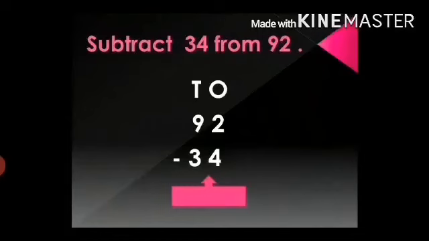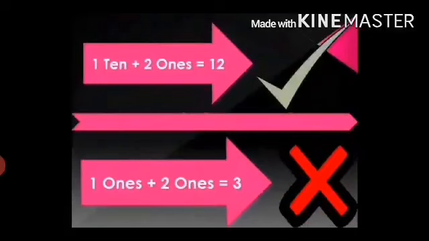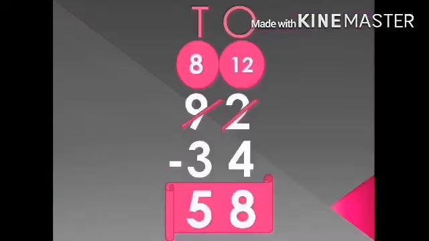We will borrow 10 from the tens place and see, 10 plus 2 ones is equal to 12. So, now the digit 2 becomes 12 and we can subtract 4 from 12. But what common mistake will students make? They will take the borrow like 2 ones plus 1 ones is equal to 3. But keep in mind you are taking 10, not 1 one. So 2 plus 1 is equal to 3 is wrong, while 10 plus 2 is equal to 12 is right.